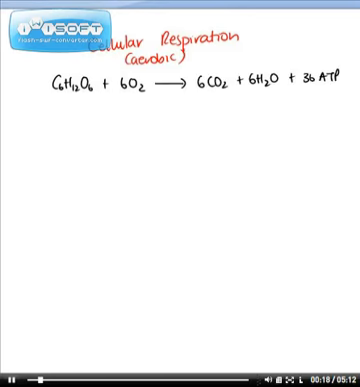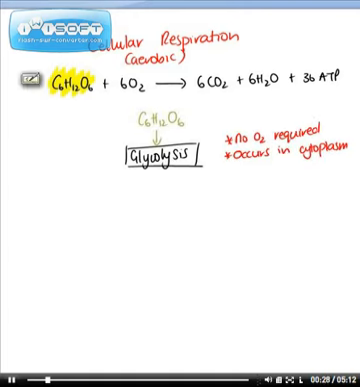The first reactant we're going to use is glucose, and it is the input for the process called glycolysis. This process does not require oxygen and it occurs in the cytoplasm. When glucose enters this process, it is broken down into 2 3-carbon molecules called pyruvate or pyruvic acid.